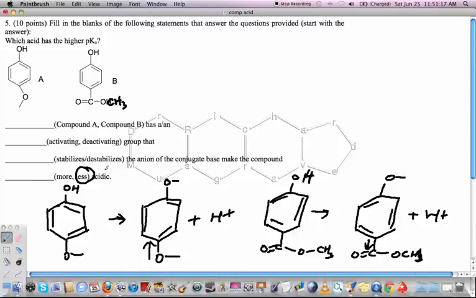Now, since we're looking for the one that's least acidic, we're looking for the one that destabilizes the anion. So this is going to destabilize. And the one that has the activating group is doing the destabilizing. And this one is A, and this one is B. So the answer is compound A. Compound A has an activating group that destabilizes the anion of the conjugate base. This is the conjugate base here, and it makes this compound, which is compound A, less acidic.